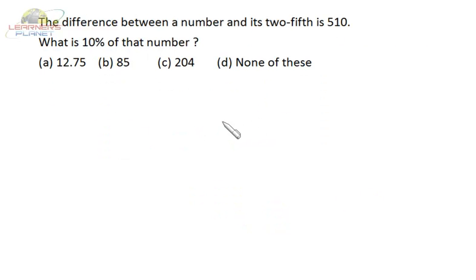Now let's see this question. The difference between a number and its 2/5 is 510. The difference of a number and its 2/5 is 3/5 of that number. So 3/5 of x is 510, and we have to find out 10% of x, that is x by 10.